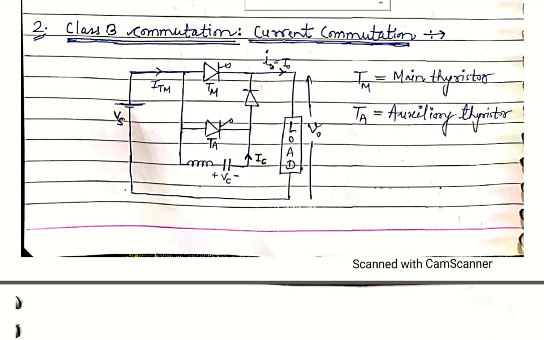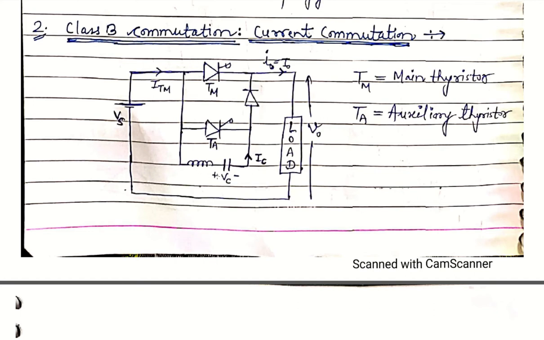So good morning students. We will again start thyristor commutation, and in the earlier lecture we covered class A commutation, also known as load commutation or self commutation. Now we'll see the second type of commutation technique, which is known as class B commutation or current commutation. In this circuit topology there are two thyristors, TM and TA.